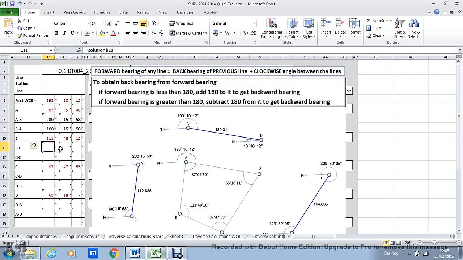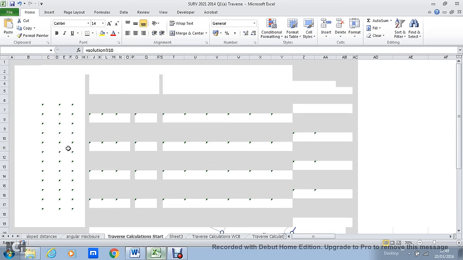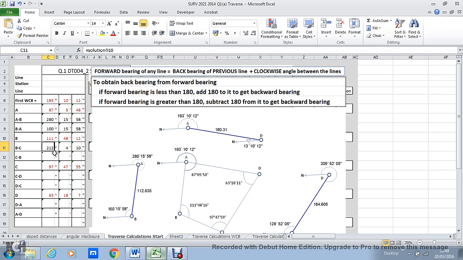So basically, to get the forward bearing of the next line, we add the two previous values together. I'll give you a second to do that. You can press the pause button and add the two of them together. I'm about to reveal the result now. And you can see when you add those two together, you get 212 degrees, 4 minutes and 10 seconds.